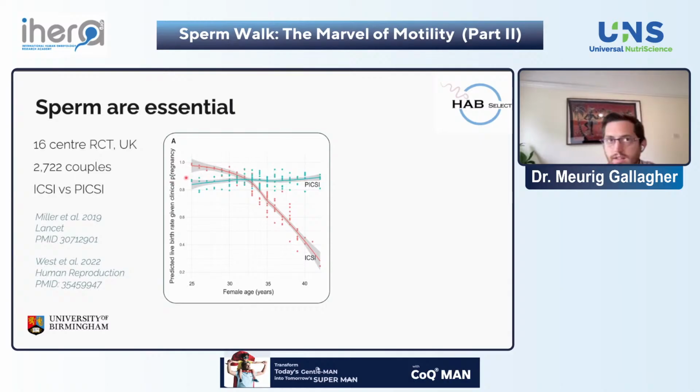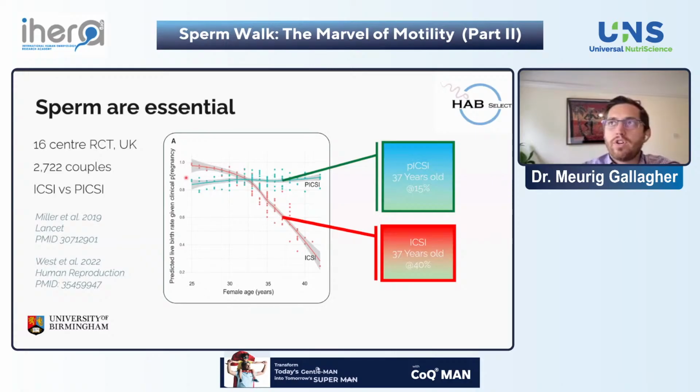So again, the only thing that was changed in these two arms was the precise sperm that was selected and injected for treatment. To put that in numbers, if you took a woman that was 37 years old with ICSI and she got a fetal heart on the scan after treatment, she would then have a 40% chance of miscarriage going forward. Just by changing the sperm, you're taking that down to a 15% chance of miscarriage. So that's a really, really significant change just by thinking about which sperm is going in.